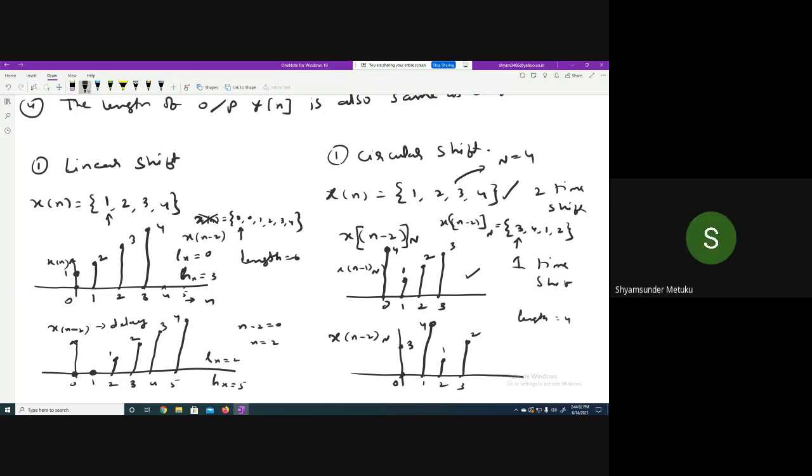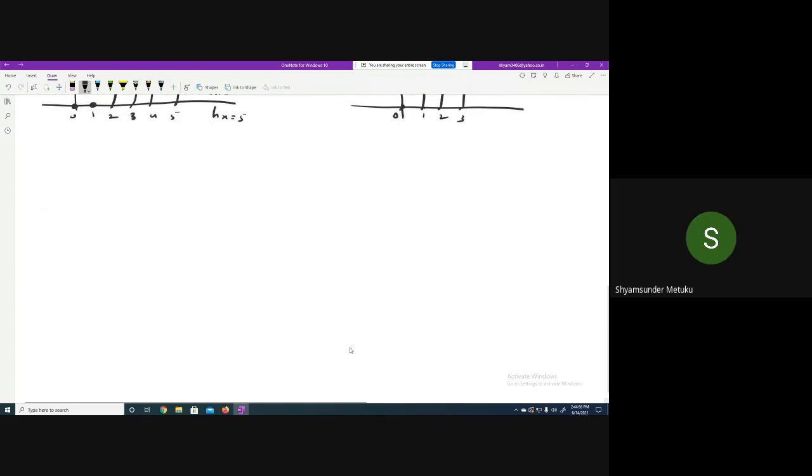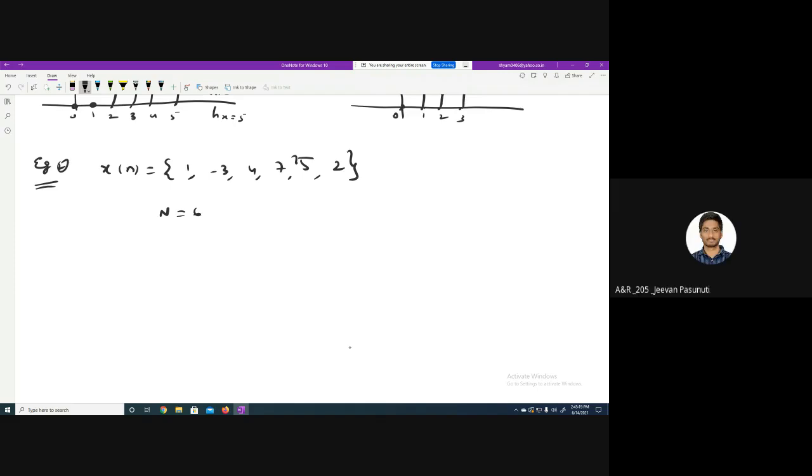Yes, sir. Okay, fine. Now I am trying to tell you one more. I'll give one question to all of you, a second example. For the given x of n is equal to 1, minus 3, 4, 7, 5, 2, where capital N is equal to 6 here. Is capital N not equal to 6? Yes, sir.